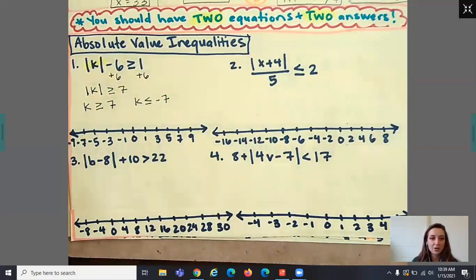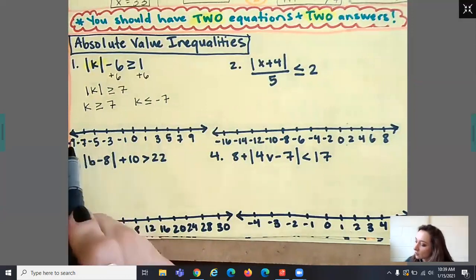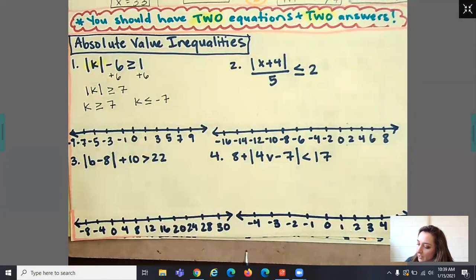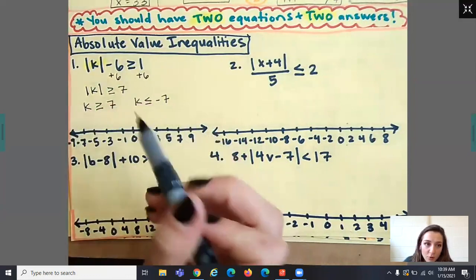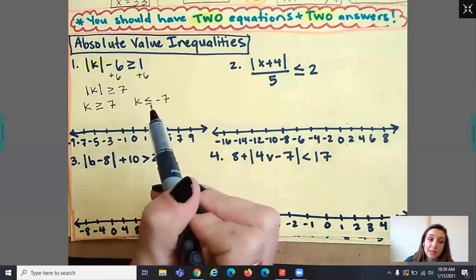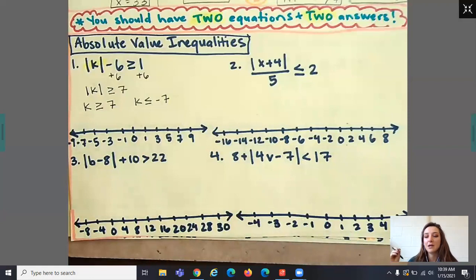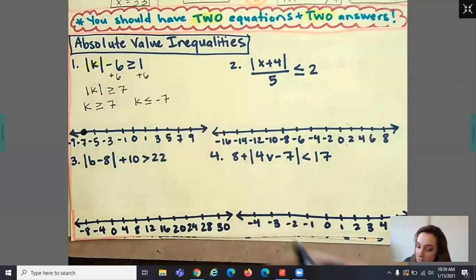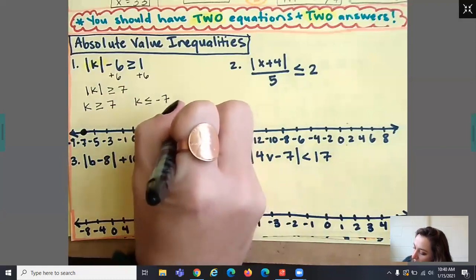Okay, so let's shade this on our little number line here. I'm going to have 2 points, one at 7 and one at negative 7. So I'm going to go ahead and draw my 2 points. And I am going to close in these points because we have greater than or equal to and less than or equal to. So since they can be equal, we're going to shade in these points here at 7 and negative 7.